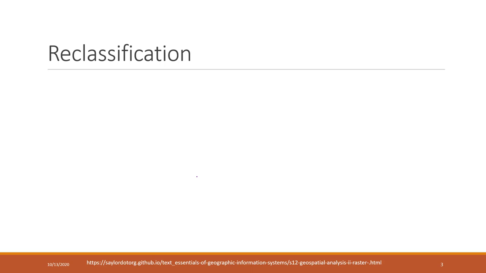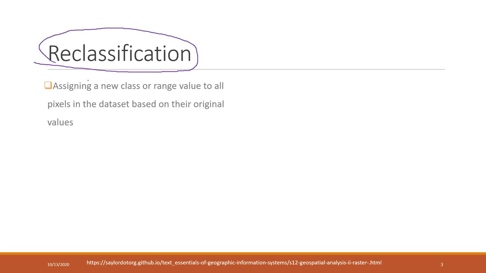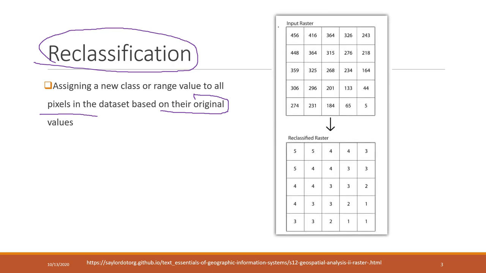Okay, so let's talk about our first raster analysis, which probably is the most frequently used one. It's called reclassification. Reclassification is basically that we can assign new values to all the pixels based on their original values. For example, here we have an input raster, which can be a DEM, or a reflection in a specific band. And we are going to give those three areas, for example, the number 5.